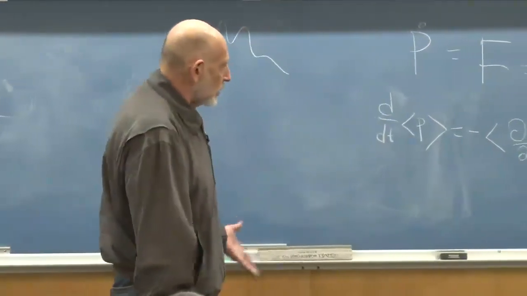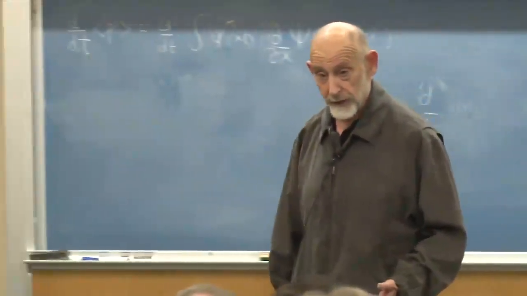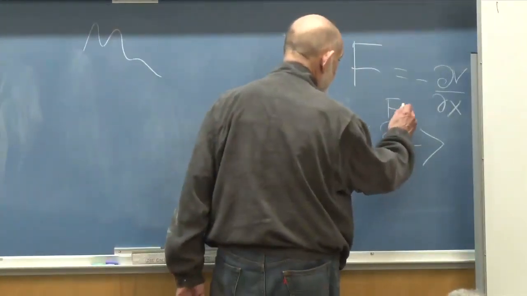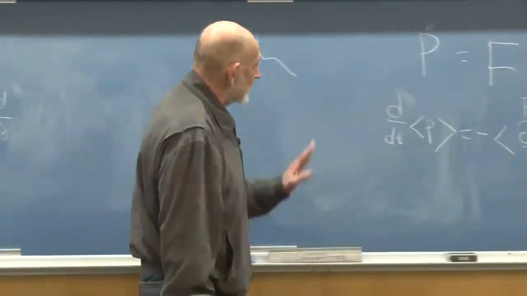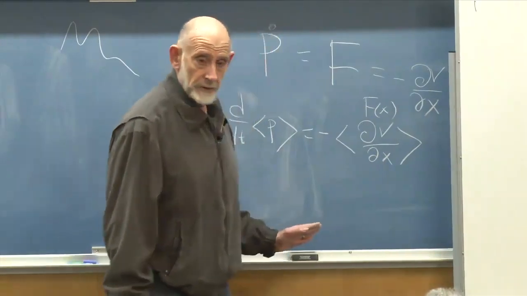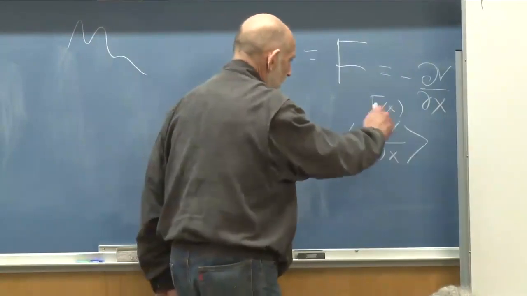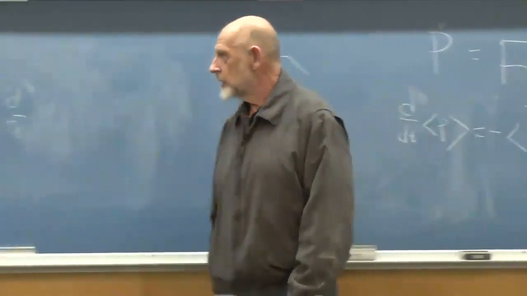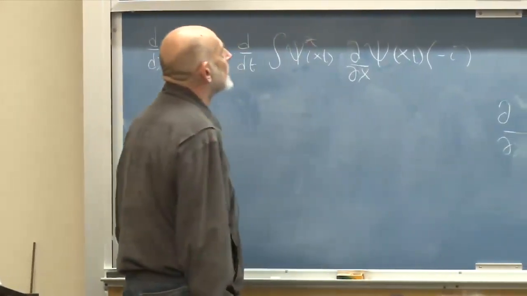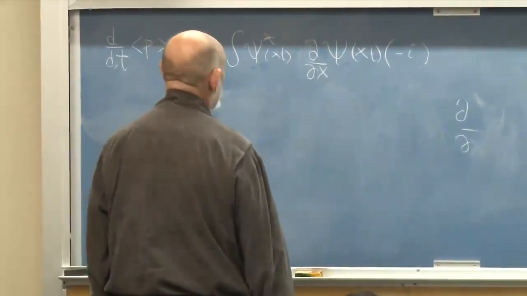dv by dx is also a function of x. If v is a function of x, dv by dx is a function of x. It's called a force. So what this says is the average rate of change of momentum is the average of the force. The force, dv by dx is minus f. Okay, so that's what we want to show. We want to show that dp by dt is minus dv dx. That's our goal. Okay, and how are we going to show it?